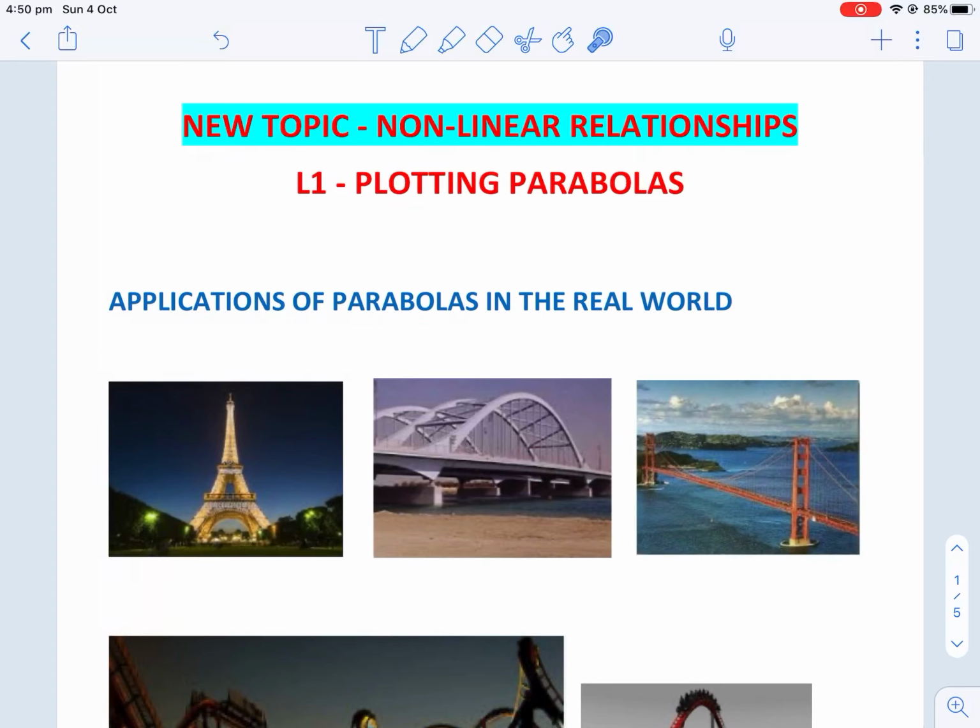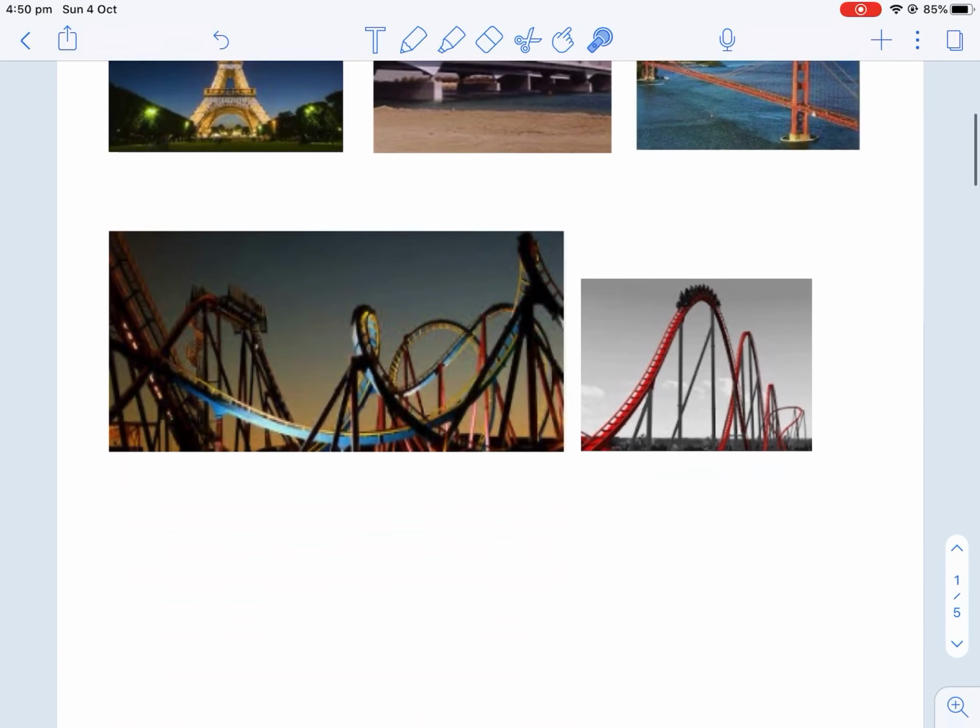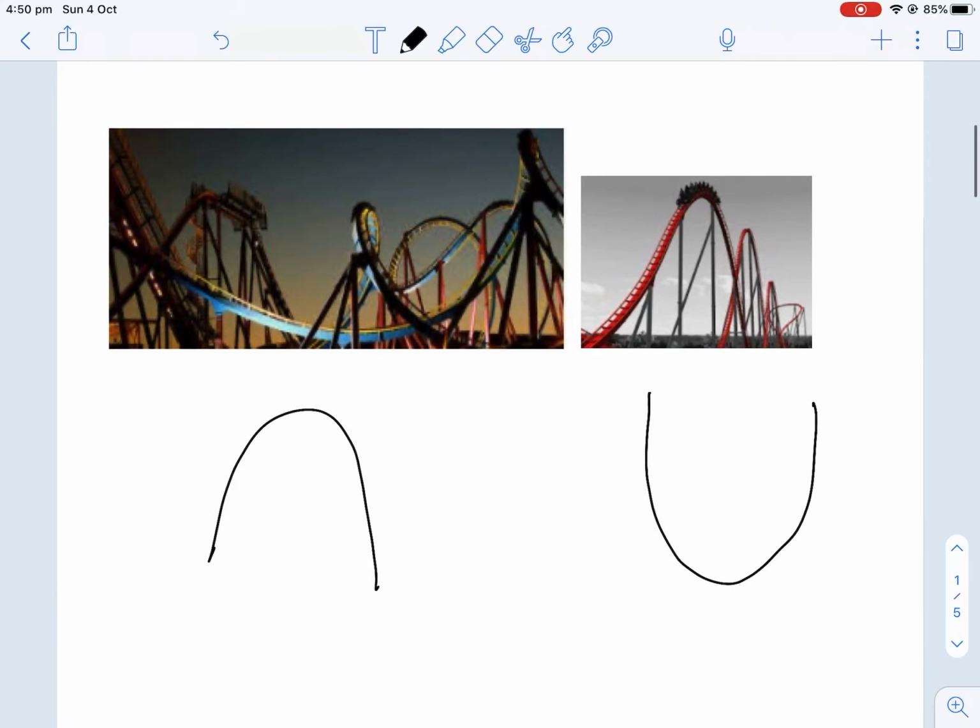Before seeing the application, let me introduce the two main shapes of the parabolas. The two main shapes of the parabola are this one and this one. Each parabola has a turning point. The turning point is the point where, for example, it goes up, and at this point it turns and goes down. So this one we call the turning point, and this is also a turning point as well.